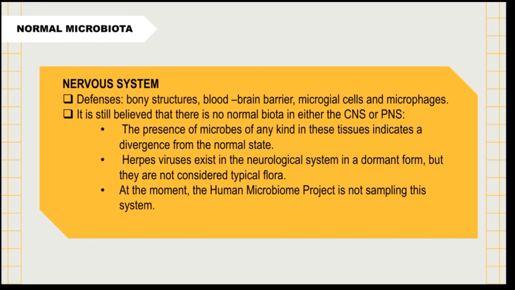The presence of microbes of any kind in these tissues indicates a divergence from the normal state. Herpes viruses exist in the nervous system in a dormant form, but they are not considered typical flora. At the moment, the Human Microbiome Project is not sampling this system.